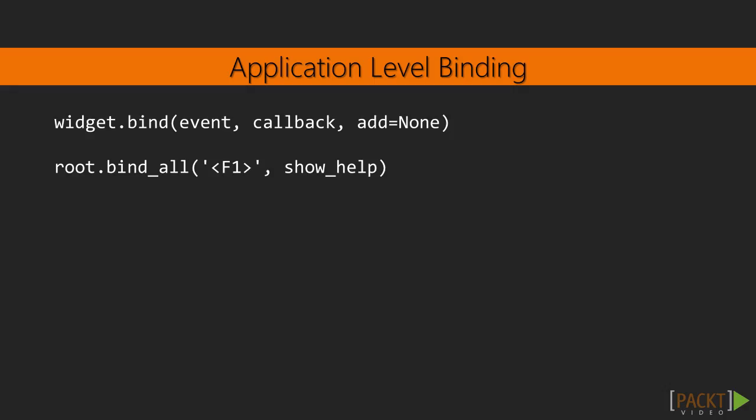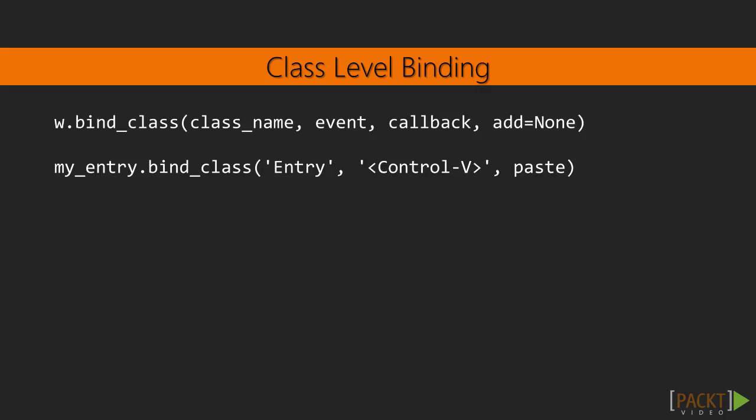Application-level binding. Application-level bindings let you use the same binding across all windows and widgets of an application as long as any one window of the application is in focus. The syntax for application-level bindings is as follows. The typical usage pattern is as follows. An application-level binding here means that irrespective of the widget that is currently under focus, pressing the F1 key will always trigger the show_help callback as long as the application is in focus.